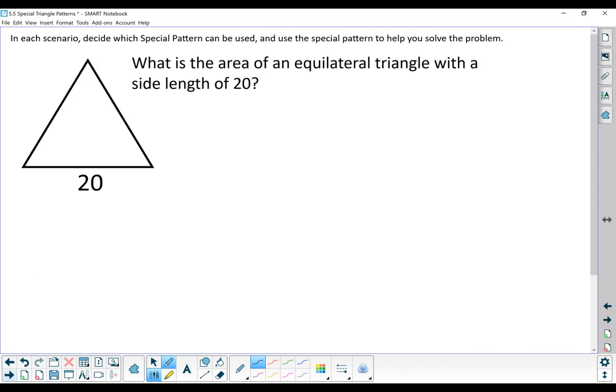Okay, we just have a couple more scenarios. In these scenarios, we have to decide which of our special patterns to use and then use that pattern to solve the problem. So this says, what is the area of an equilateral triangle with a side length of 20? Well, the area of a triangle is 1/2 the base multiplied by the height. We have the base is 20. We need the height, so I'm going to call that h.